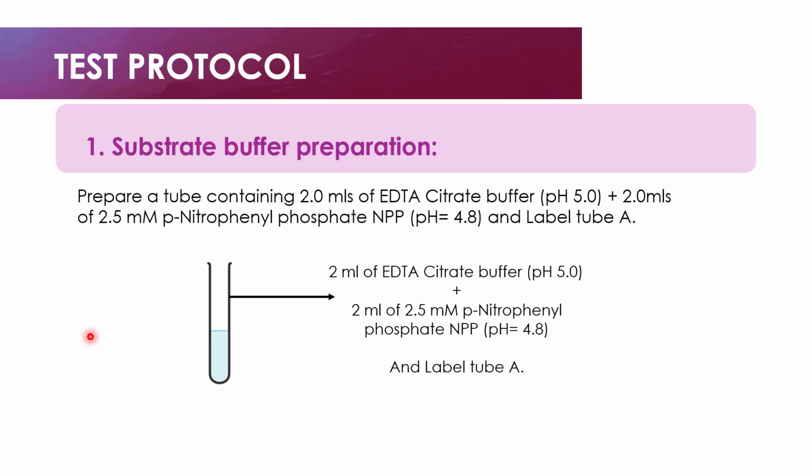So let's start. The first step is the substrate buffer preparation. To do this, we add 2 ml of the EDTA citrate buffer of pH 5.0 to 2 ml of our artificial substrate, which is 2.5 millimolar p-nitrophenyl phosphate of pH 4.8 in a test tube, and label it as A.